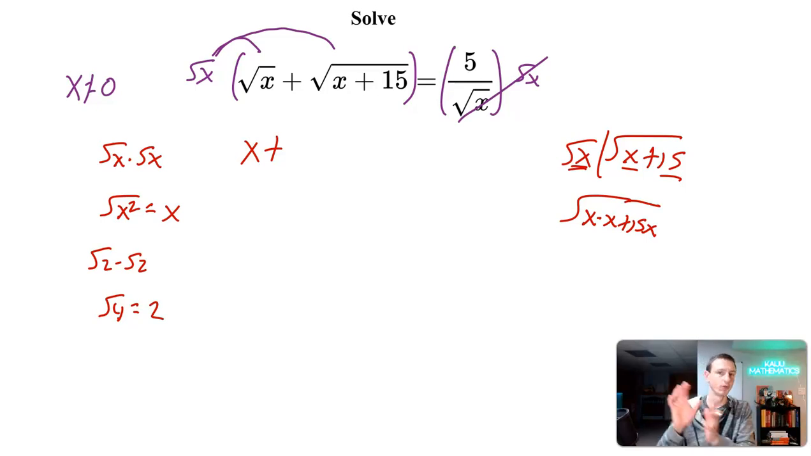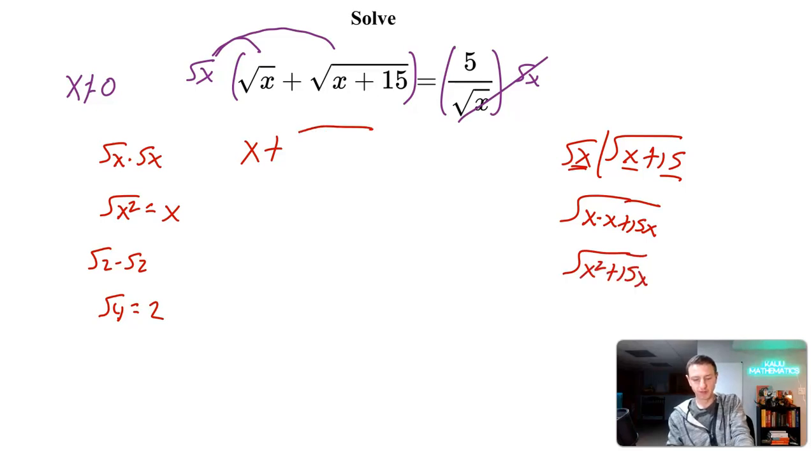Like one's not a square root and one's not a cube root where we couldn't do anything with it, but they're both square roots. So we could just go ahead and multiply that through. So we would get the square root of x squared plus 15x. So I'm going to have the square root of x squared plus 15x equals, and then like I said over here, square root of x's cancel out, leaving us with just 5.